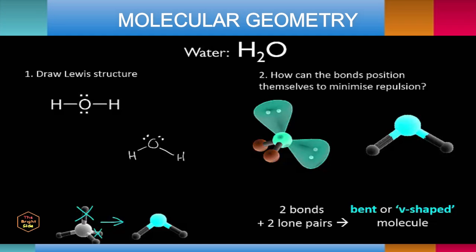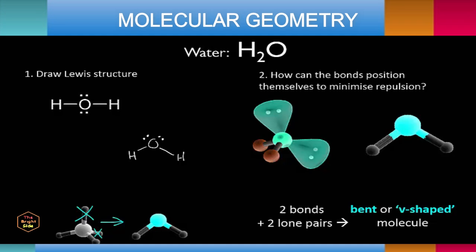Now the funny thing is that this is probably the way that you've been drawing water since the beginning, without really knowing why. Well, now you do. Those lone pairs repel the 2 OH bonds downwards, pushing them closer together and leaving the molecule in that bent V shape.